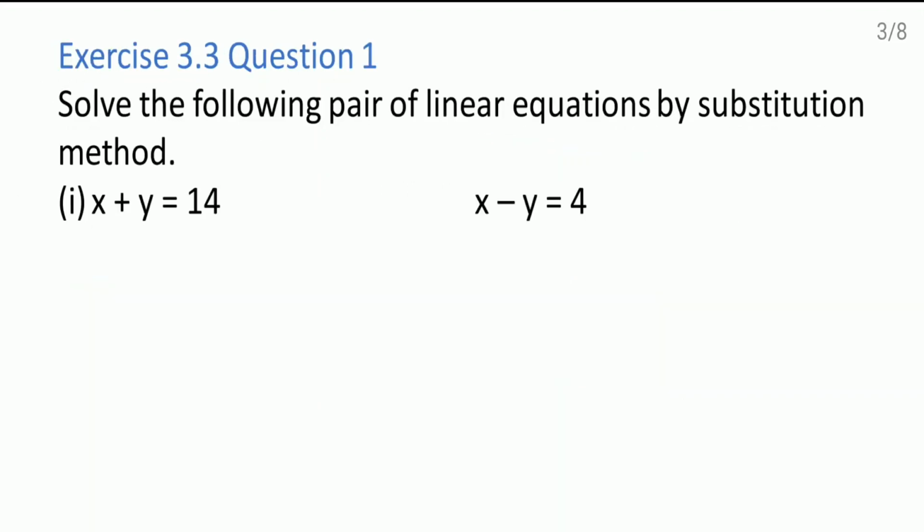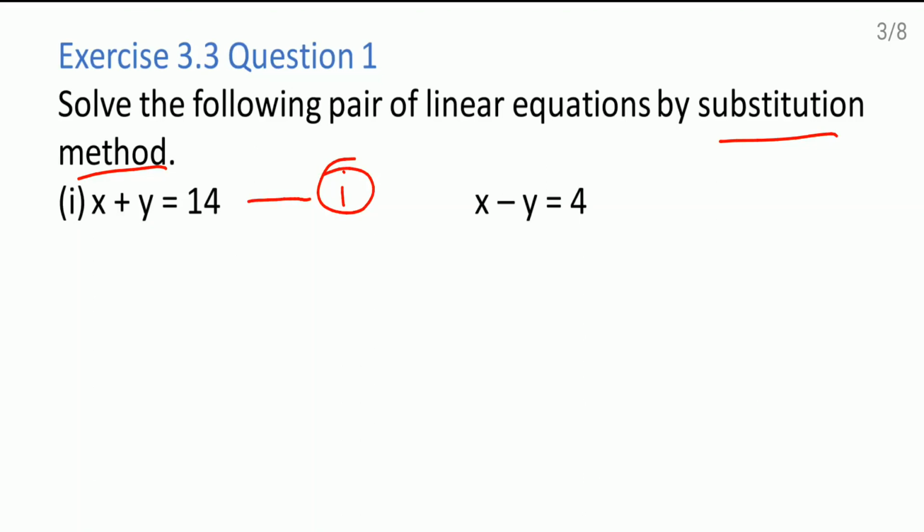See here, exercise 3.3, question number 1. Solve the following pair of linear equations by substitution method. Here they have given us two equations. So first I will choose the easier one. Both are easy, but still I will see which is the easiest. This first equation is not that easy, so I'll call it equation 1.